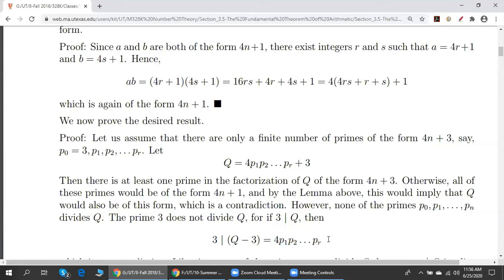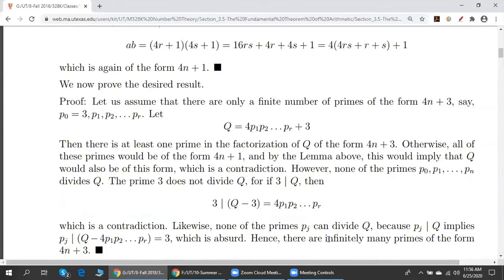Cannot be. By the fundamental theorem of arithmetic, factorization is unique up to the order, but over here there is no 3. This number does not have 3 in its factorization. We got a contradiction. Q minus 3 is divisible by 3. This is not divisible by 3. We get a contradiction.